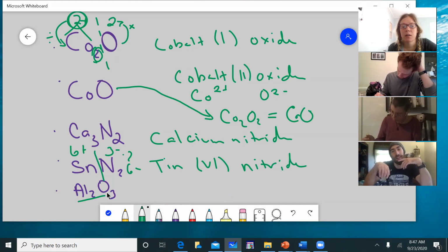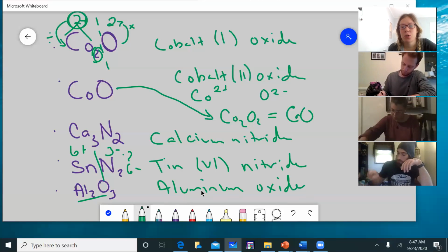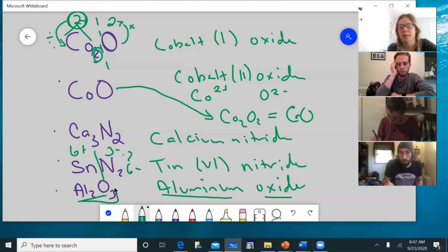This last one here, it looks like there's a lot going on. It's really just aluminum oxide. Okay, we don't need to include any sort of charge because aluminum is always a 3+. If I go backwards from aluminum oxide, will I come up with this formula? Yes, 100% of the time, every single time, as long as I'm doing it correctly.